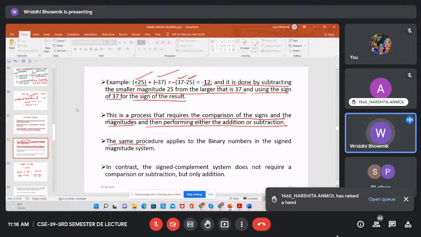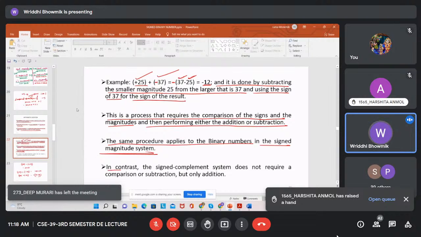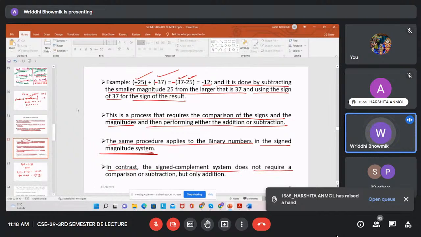But the same procedure applies to binary numbers in the signed magnitude system. Okay. In contrast, the signed complement system does not require a comparison or subtraction, but only addition. So this is the main advantage.